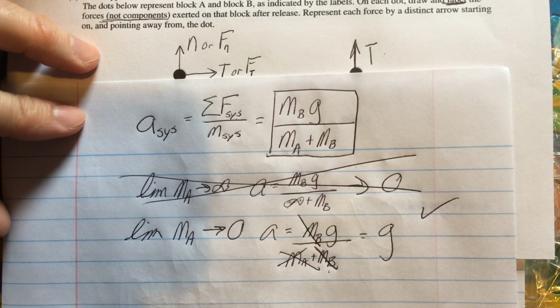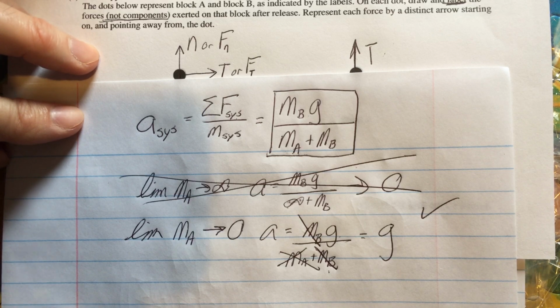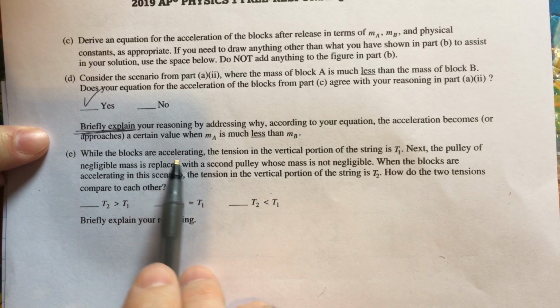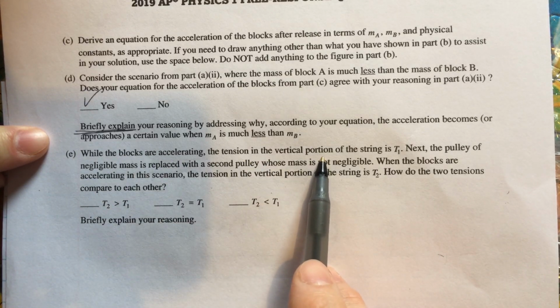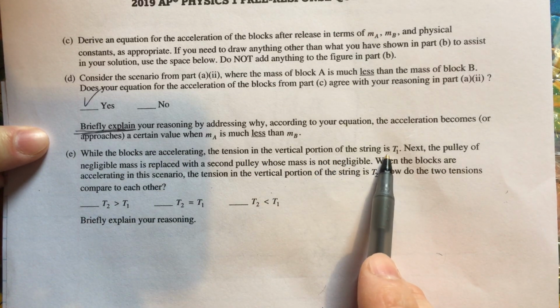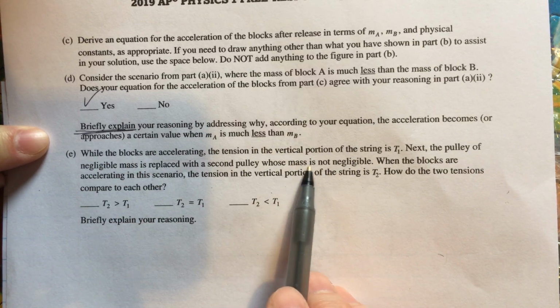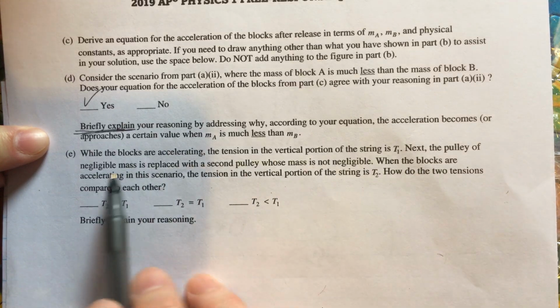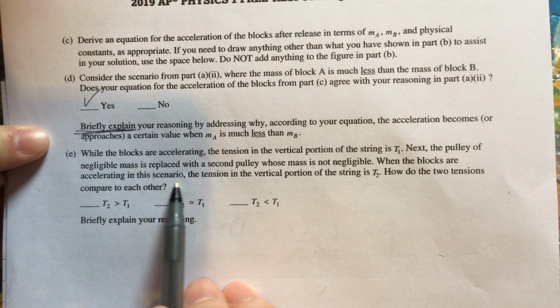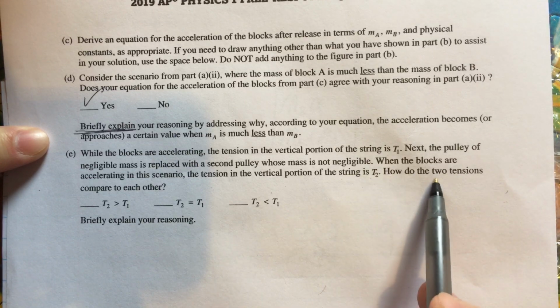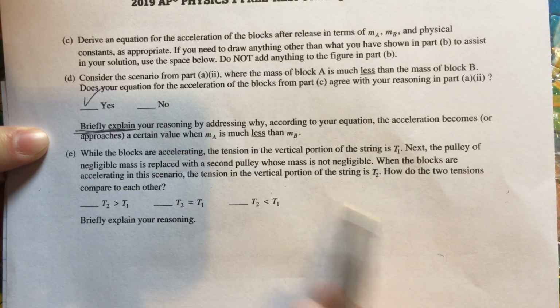All right, so while the blocks are accelerating, the tension in the vertical portion of the string is T1. Next, let me go ahead and show you what that says. So for part E, while the blocks are accelerating, the tension in the vertical portion of the string is T1. Next, the pulley of negligible mass is replaced with a second pulley whose mass is not negligible. When the blocks are accelerating in this scenario, the tension in the vertical portion of the string is T2. How do the two tensions compare to each other?